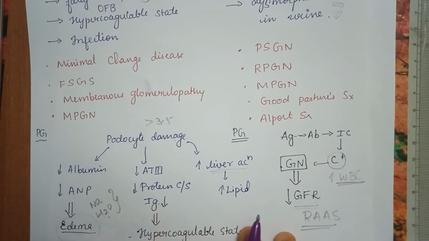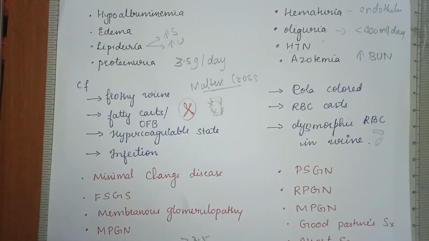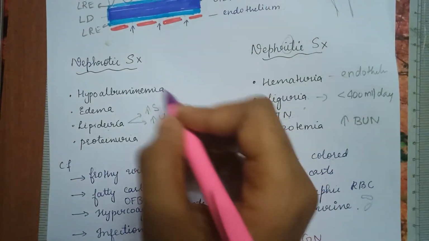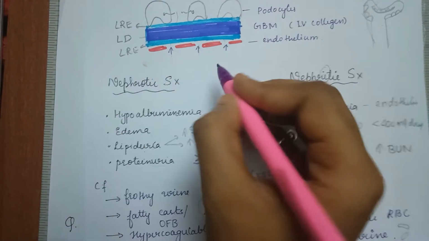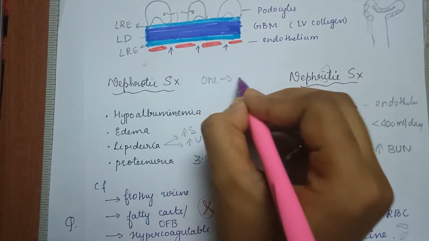Now coming to how to remember this. See, I have an easy mnemonic. For nephrotic, remember O. O stands for one help.